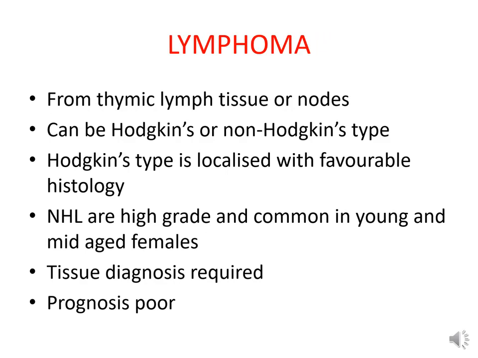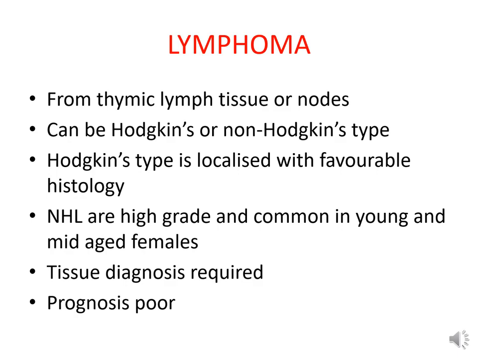Lymphoma. Lymphomas are a common cause of mediastinal mass lesions. If they are present in the anterior mediastinum, they are likely to cause compression of the superior vena cava, hindering the venous drainage. The lymphoma can arise from the normal lymph nodes or the lymphoid tissue in the thymus. Now, this could be Hodgkin's type or non-Hodgkin types.